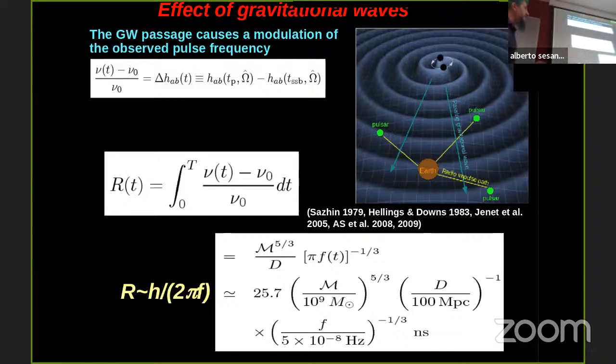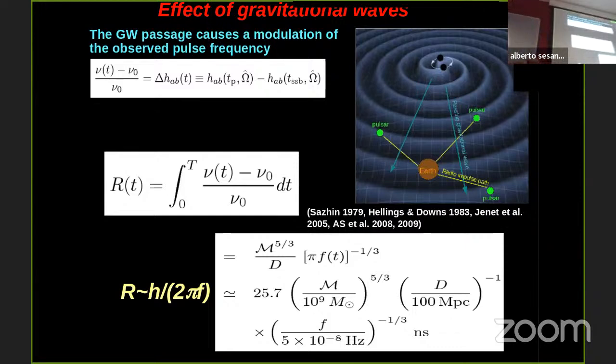Now, if you take a massive black hole binary with a chirp mass of a billion solar masses, you put it at 100 megaparsec, and at a frequency of 50 nanohertz, you get that this residual is of the order of 10 to 100 nanoseconds. And this is very interesting because this is the sort of precision to which we can time the best millisecond pulsars. So by timing very stable millisecond pulsars, we might be able to detect supermassive black hole binaries at low frequency.